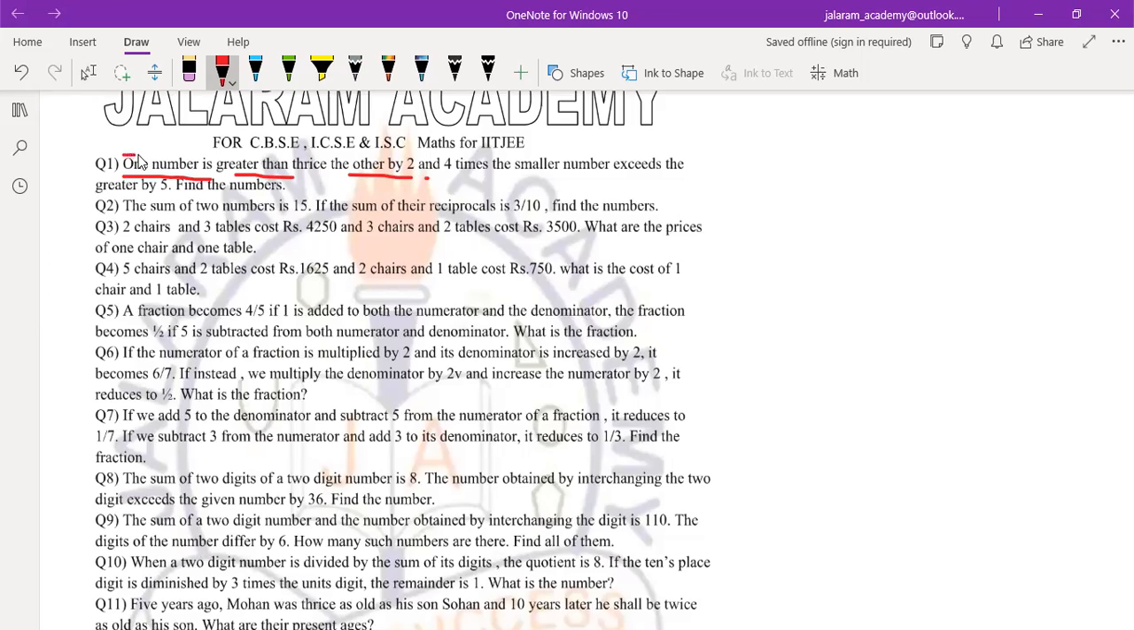If we assume the first number to be x and the second number to be y, then it is given that one number, meaning x, is... wherever there is "is", we should use the equals to sign. "Is" means equals to in maths. So one number means x, is means equals to, greater than thrice the other. Thrice the other means other is y, so thrice the other is 3y, by 2. It is greater, meaning plus 2. So the first equation is formed: x equals 3y plus 2, which is equation number 1.